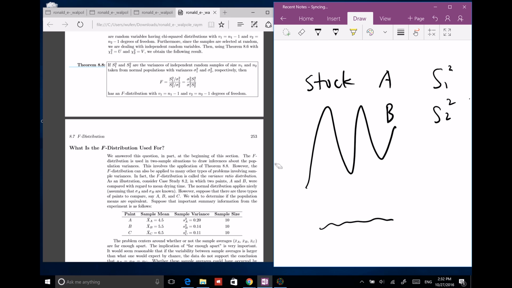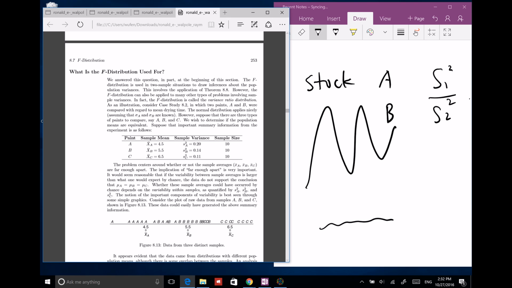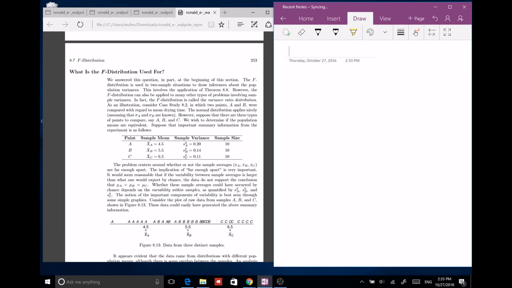Then you have some values. Then in this case, you're going to use the F distribution. That's what we do. Okay. So let's look at this one. What is the F distribution used for? I'll just give you another example.